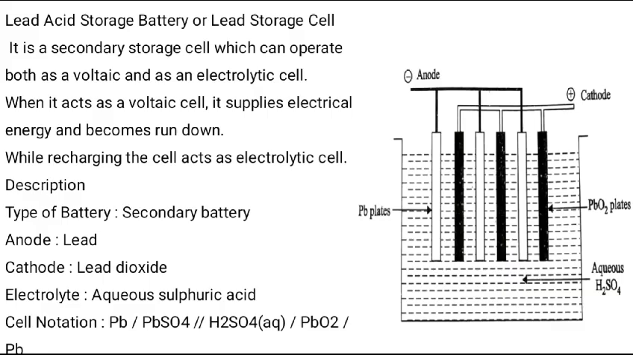And next is the lead storage battery, which is otherwise known as a lead acid battery. This is a secondary battery which can operate both as voltaic as well as electrolytic cell. When it is acting as a voltaic cell, it supplies electrical energy and becomes run down. While recharging, the cell acts as electrolytic cell. You can see the diagram also parallelly when I say the components. So it is a secondary battery. The anode is lead and the cathode is lead dioxide plates, and electrolyte is aqueous sulfuric acid.